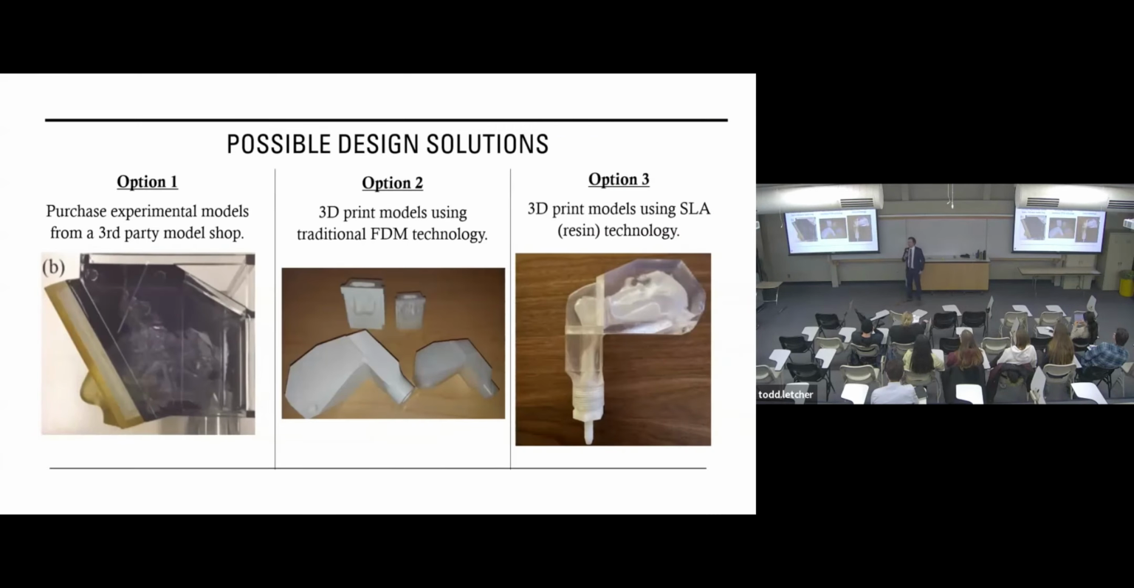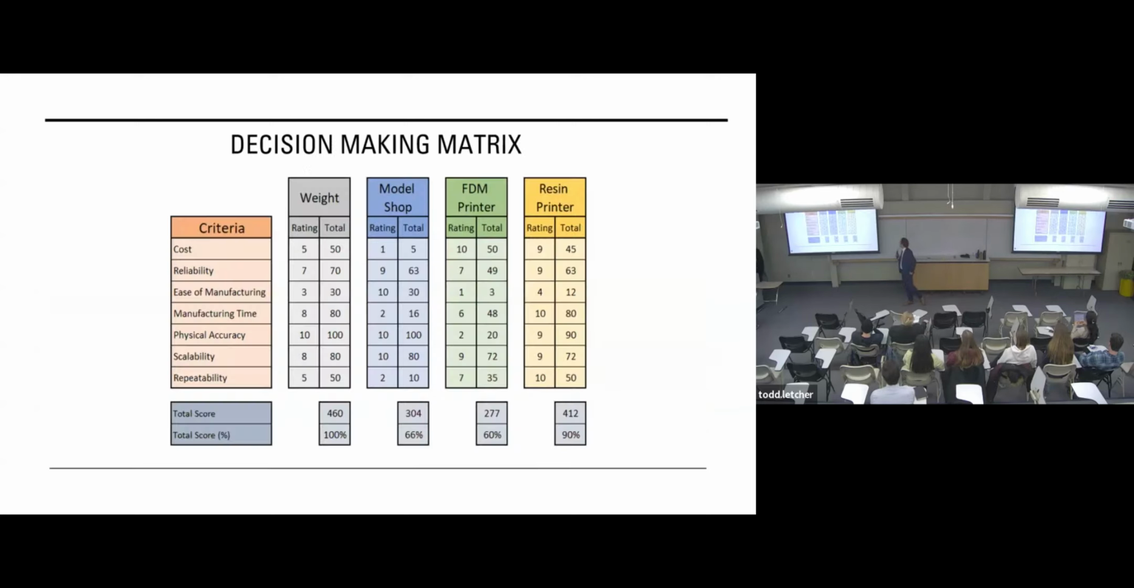We came up with 3 possible design solutions, with the first option being to simply model our physical design and then send it out to an outsourced third-party setup, where they will then ship a model back to us. The next option would be to do it in-house through FDM 3D printing. And then another option would be to do it in-house, but utilizing SLA or resin printing technology.